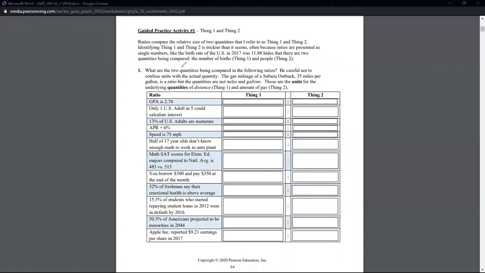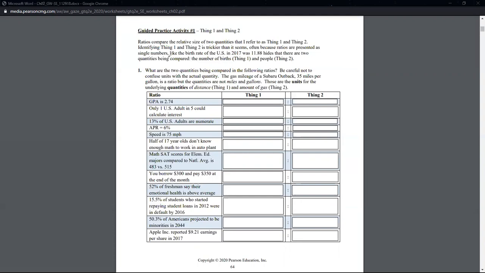All right, so I can't read this top part. Ratios compare the relative size of two quantities that I refer to as thing one and thing two. When I say I mean them, this worksheet. So apples and oranges, thing one, thing two. Apples, thing one, oranges, thing two.